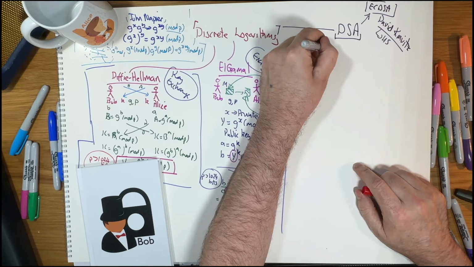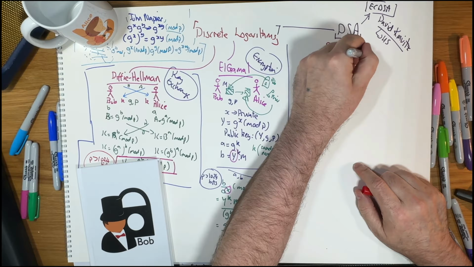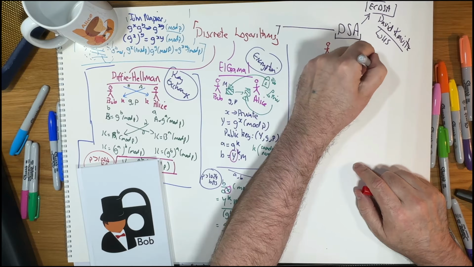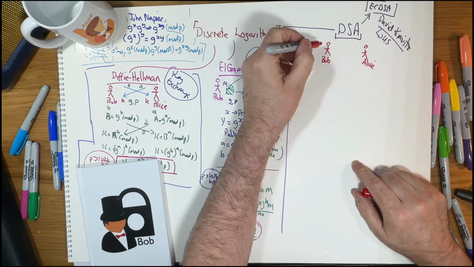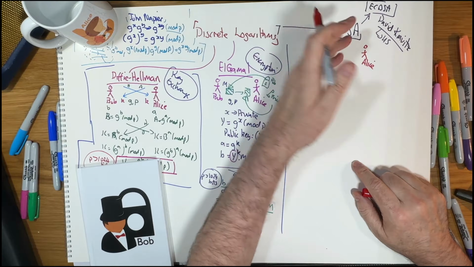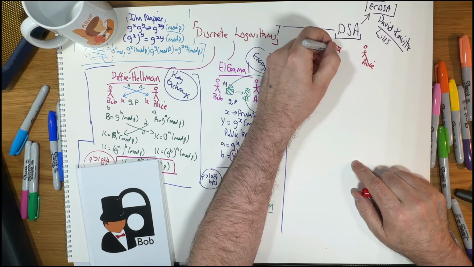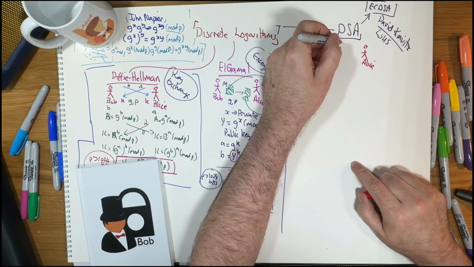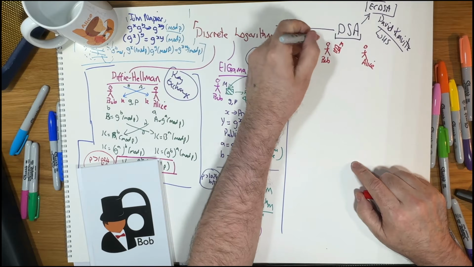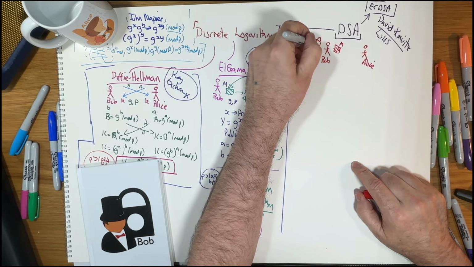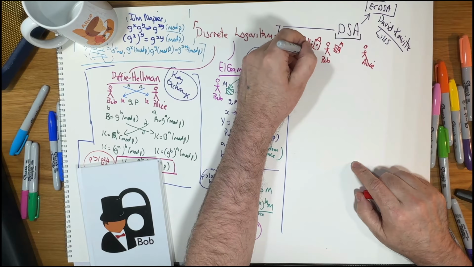So in this case, we have Bob and we have Alice. And the main difference that we have now is that Bob is going to sign a message to Alice. So here's the message that we have. Let's call it M again. And Bob will have his public key and his private key.